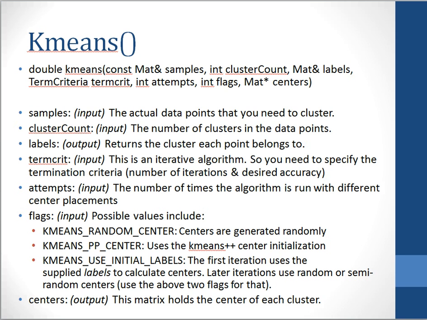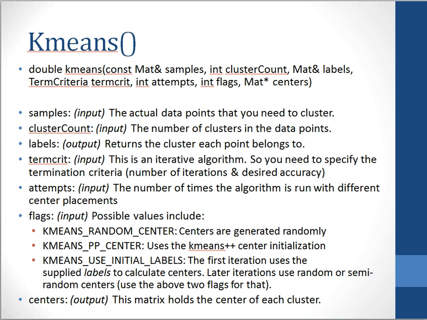Then we are providing another matrix called labels, which returns basically the cluster that each point belongs to. Then we are providing the actual information of the criteria for our k-means. This is where we define that we want only a certain number of iterations. In this case, we're defining 100 iterations. The next parameter is attempts, which is just the number of times we want the algorithm to run with different center placements.